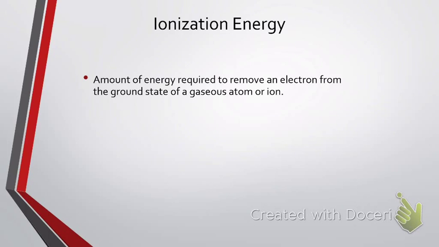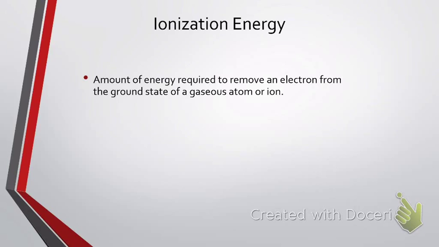Ionization energy is just the amount of energy it takes to remove an electron from the ground state of the gaseous atom or ion. So what that means, in a fancy way, is how much energy does it take to remove one electron.